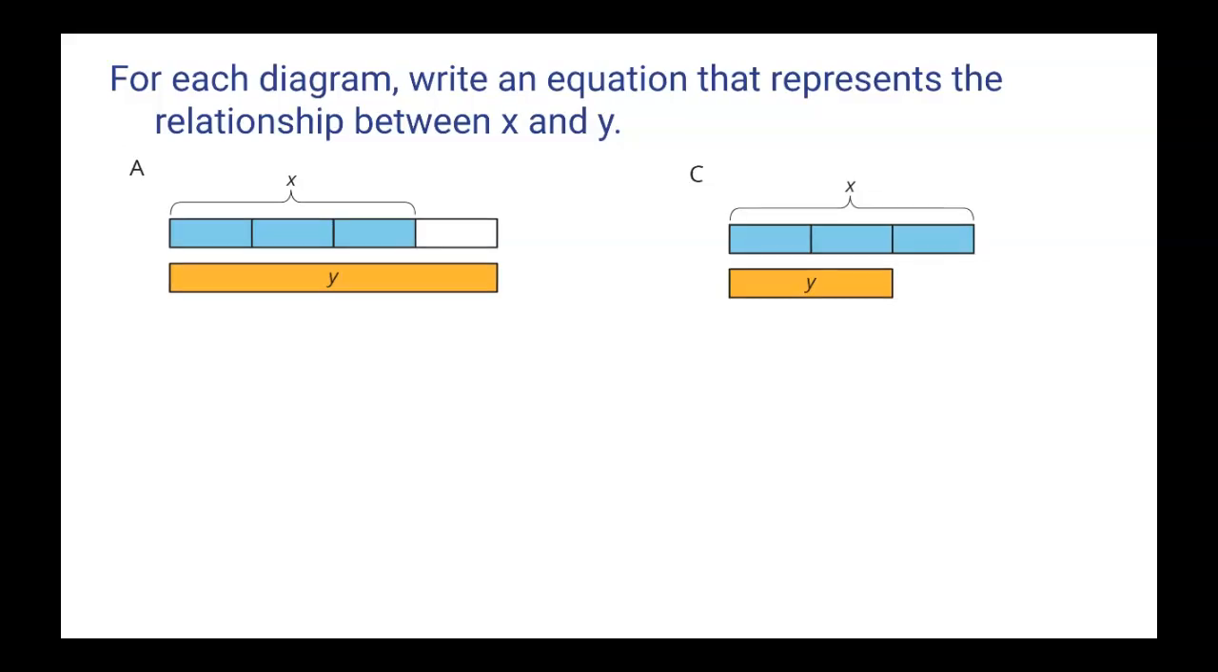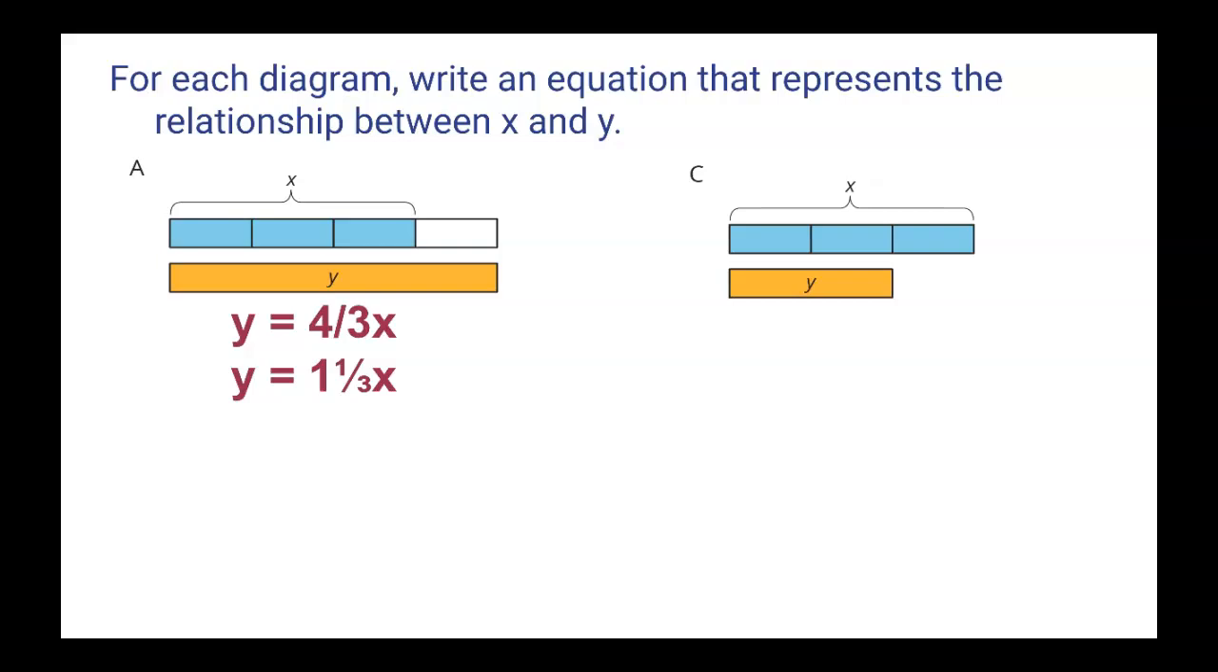So I want you to look at these diagrams and try to write an equation that represents the relationship between x and y. Try that on your own and then come back and look. So for A, notice the x is broken into thirds and then there's an extra 1/3 at the side. So you might say y equals 4/3 x or y equals 1 1/3 x. I'd also like you to notice that x equals 3/4 y, that reciprocal there.